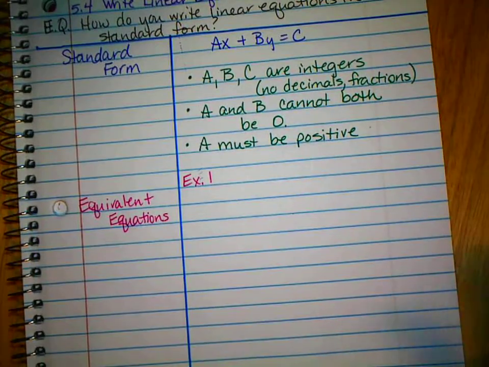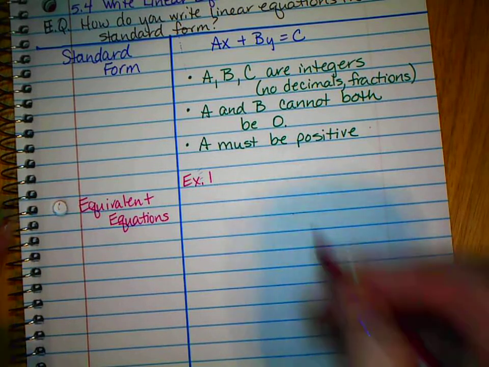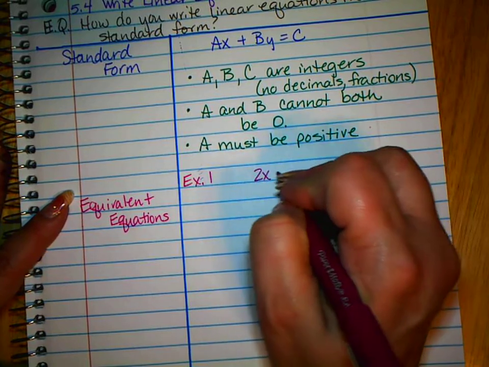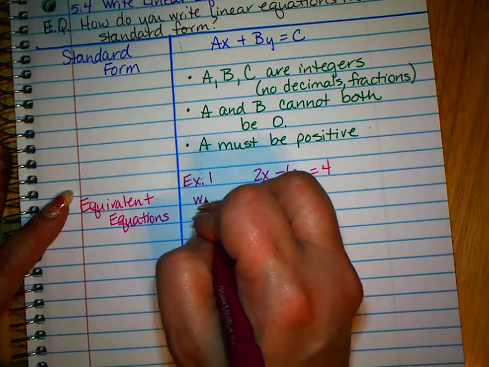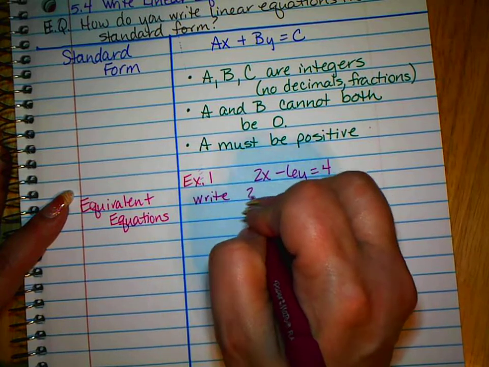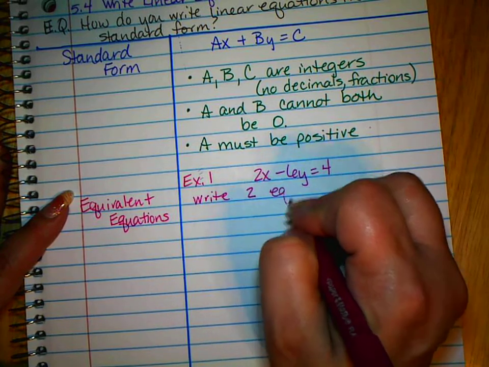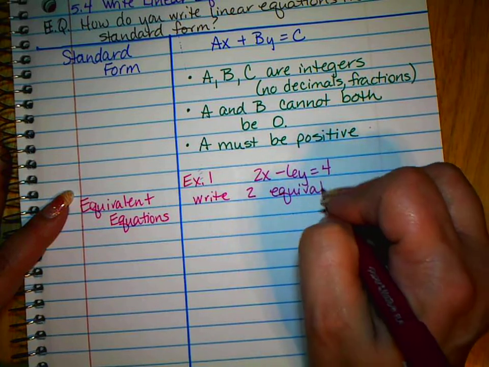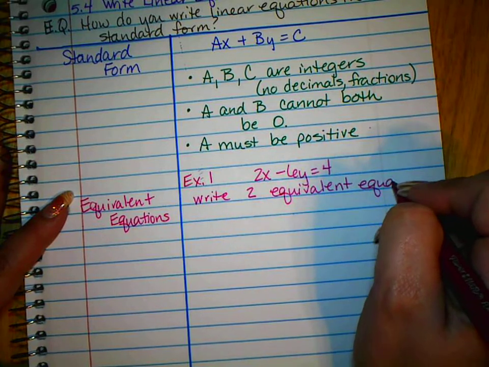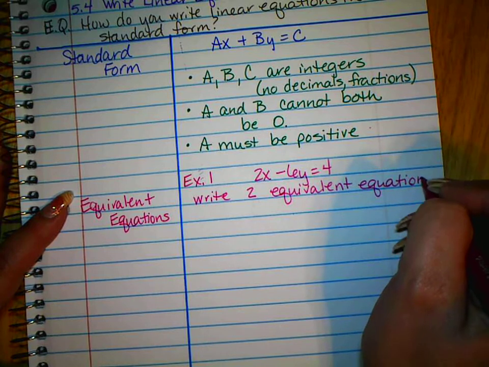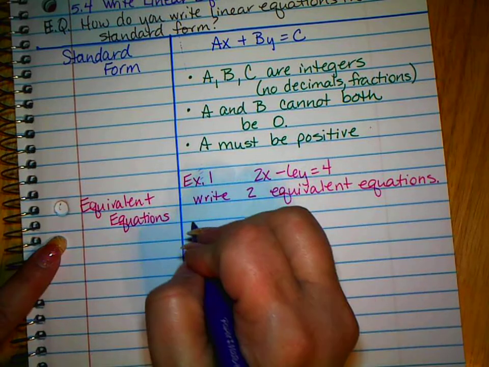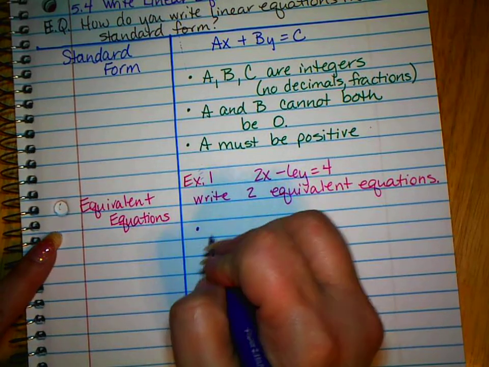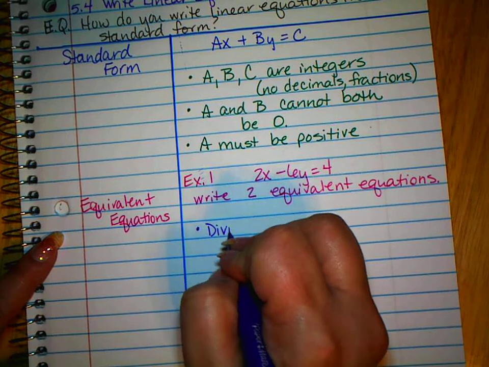All they're going to do is give you an equation such as 2x minus 6y equals 4, and they're going to want you to write two equivalent equations. And you can do one of two things. Looking at 2x minus 6y equals 4, you can divide by a common factor.